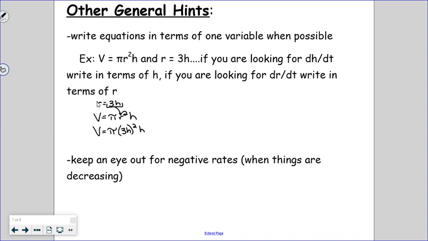Now what if they had asked me to do dr/dt instead? Well, then I just manipulate this beginning equation. If they tell me that r is 3h, I would solve that for h and plug that into the equation. And now I'm down to a volume equation that only has r in it. And as I do its derivative, it will only have a dr/dt. And it is a lot easier to put those in there on the front end than it is on the back end. Which you can do, but I'm just giving a little preview of where we are headed with this.